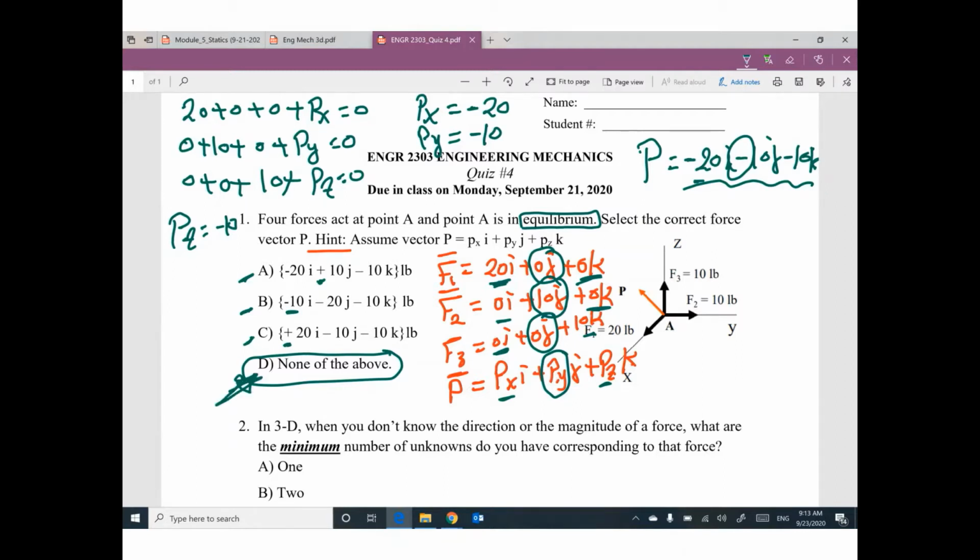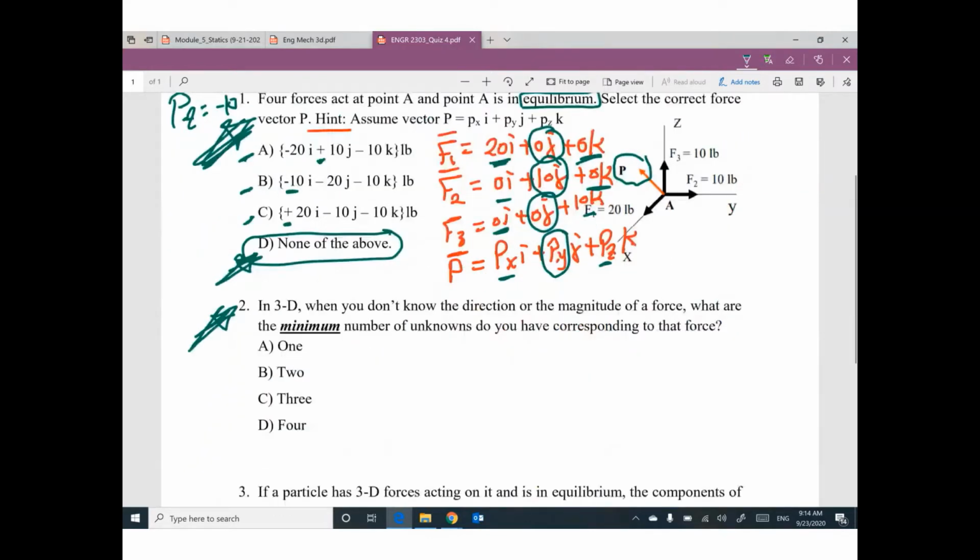I told you, guys, try to do some calculations. Don't try to say A, B, C, D. That's it. From the first question, I can answer the second question. If you have a force like P, we don't have anything about P. We don't have the value. We don't have alpha, beta, gamma. We don't have anything. How can I assume this force?